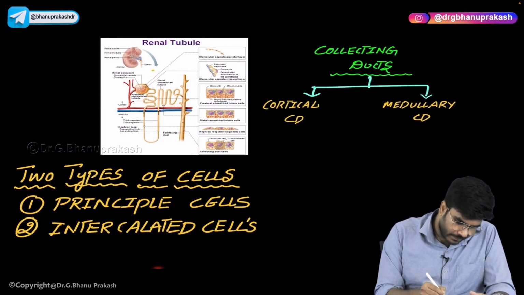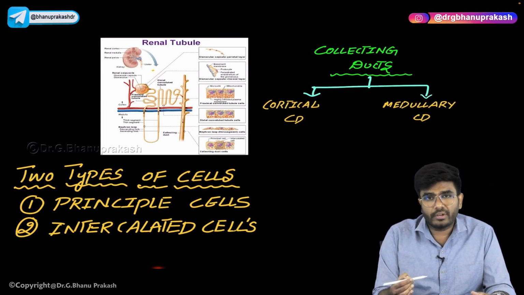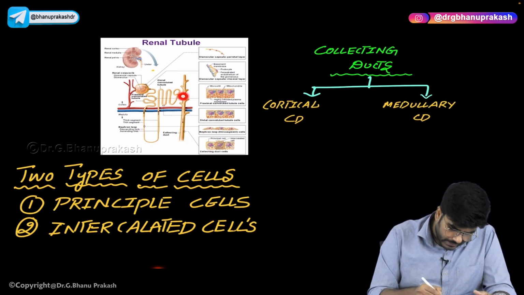Guys, please concentrate here. What I am showing you in this pointed area is the collecting duct. We have discussed the proximal convoluted tubule, loop of Henle, and distal convoluted tubule. Now we are discussing the collecting ducts. Some part of the collecting duct is present in the cortical region. See, here is the cortex.